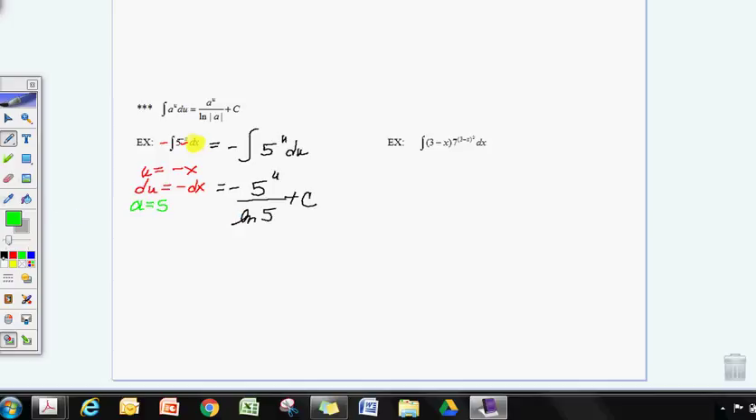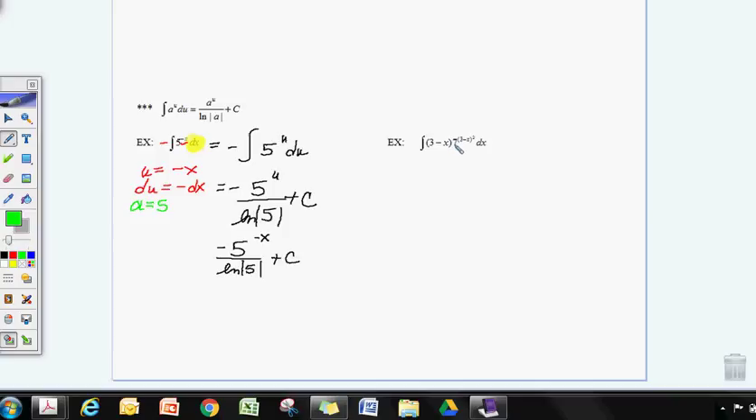I'm not done with this problem yet because if we start with x's, we end with x's. So the integral is negative 5 raised to the negative x over natural log of 5 plus c. And this natural log, it does need to be positive. So let's emphasize the absolute value here and the absolute value there. Okay, that is basically the pattern. So let's take a look at the next one.